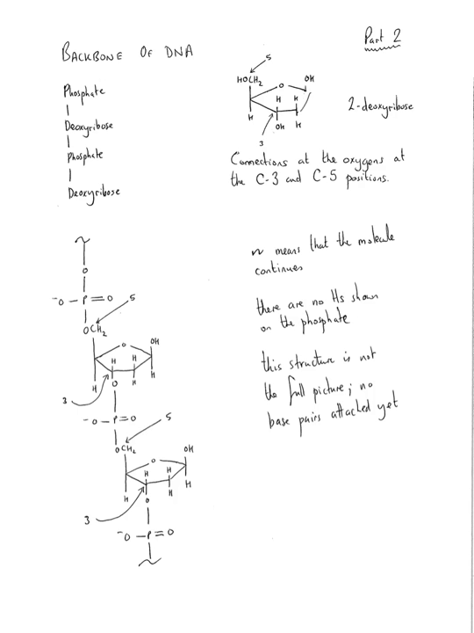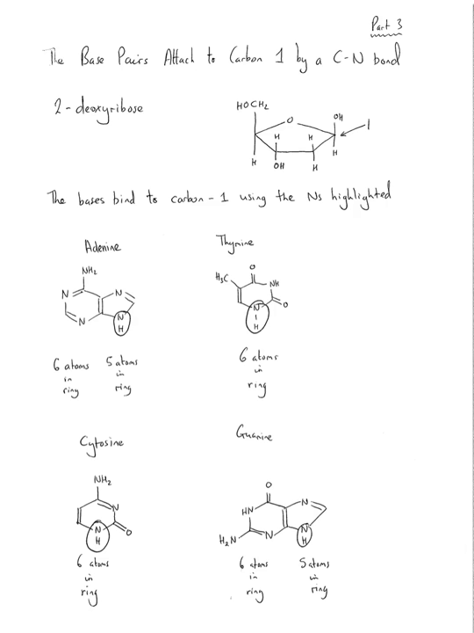This is not a full picture of the DNA because we haven't added any bases yet, which will link to these carbons here. The OH here will fall off when we form DNA. So the base is attached to carbon 1 by a CN bond.